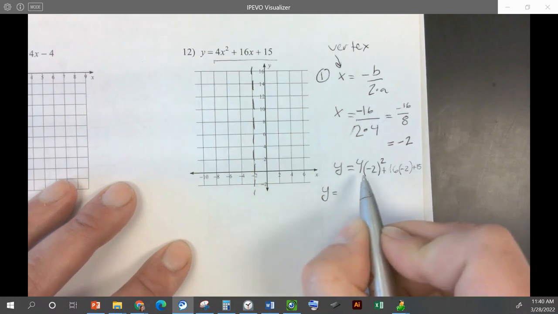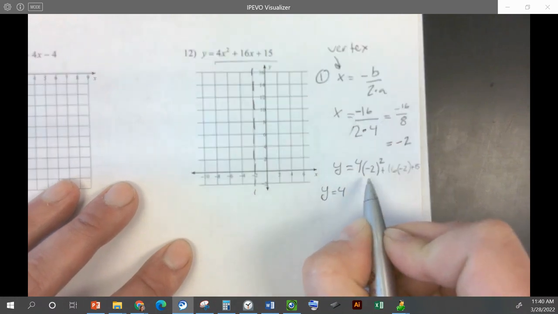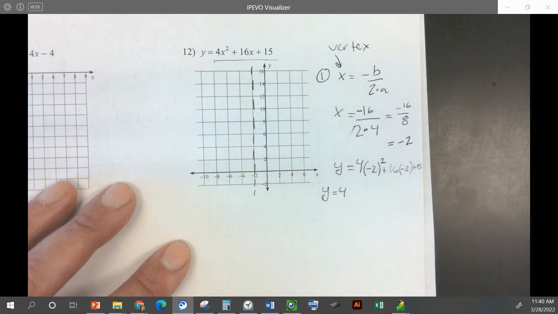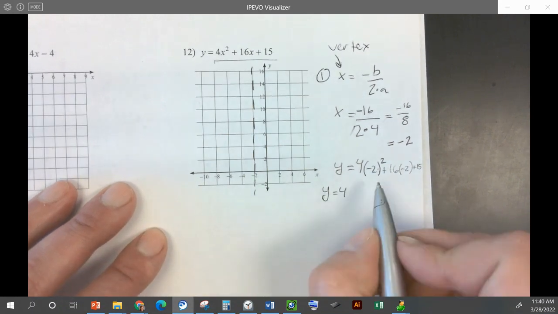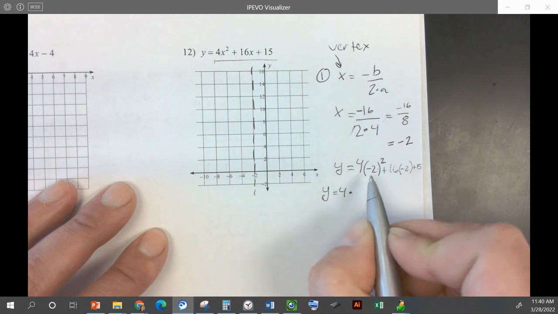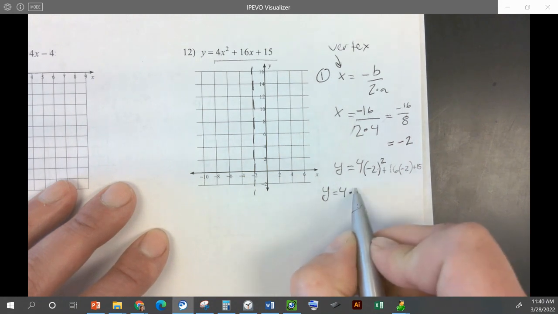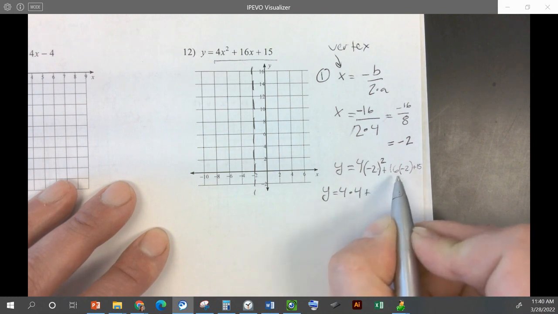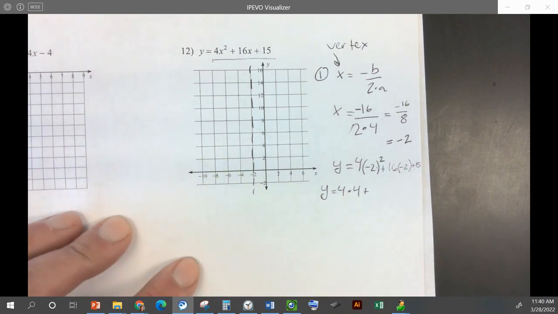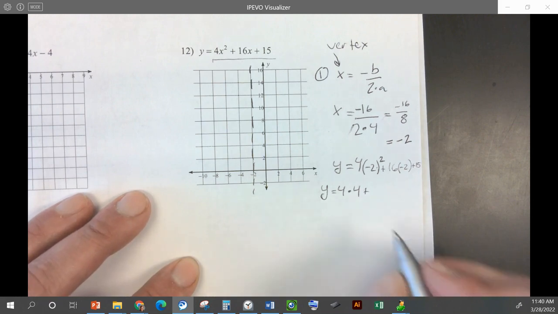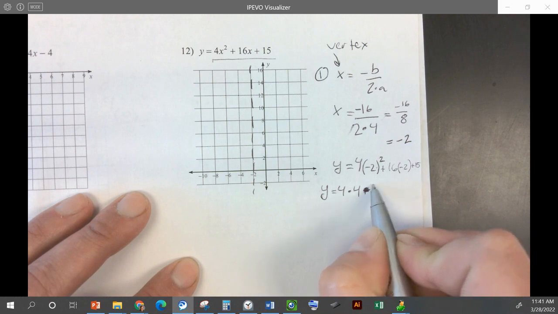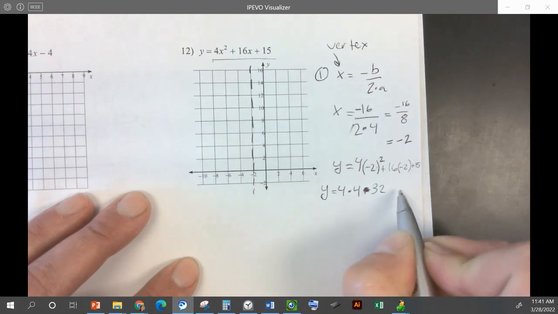So let's simplify. So I've got this 4. Then what's negative 2 times negative 2? Negative 2 times itself. So it's going to be positive 4 because there's 2 negatives. And then we've got plus, what, do you guys know what 16 times negative 2 is? Oh, we did. Negative 32, okay, that sounds right. Negative, let me put that, now it's a negative. Negative 32, and then we add 15.